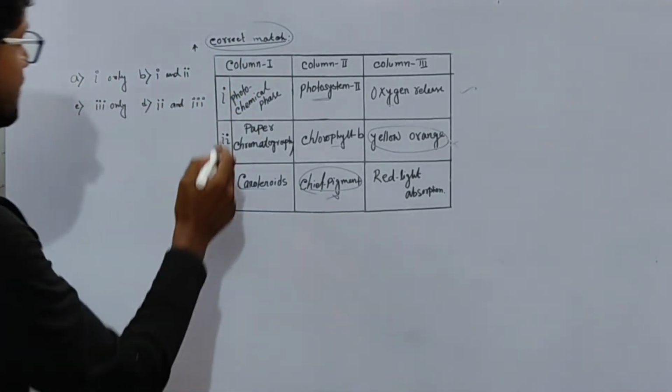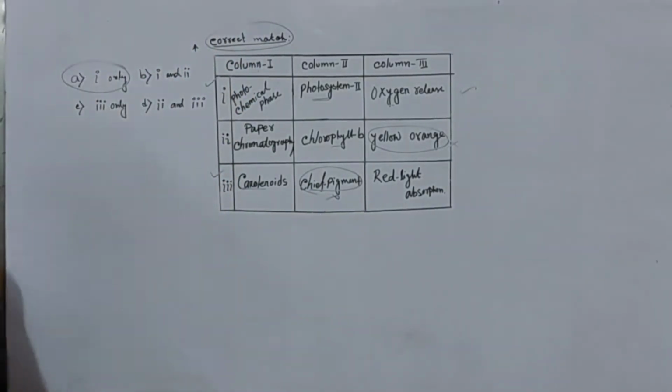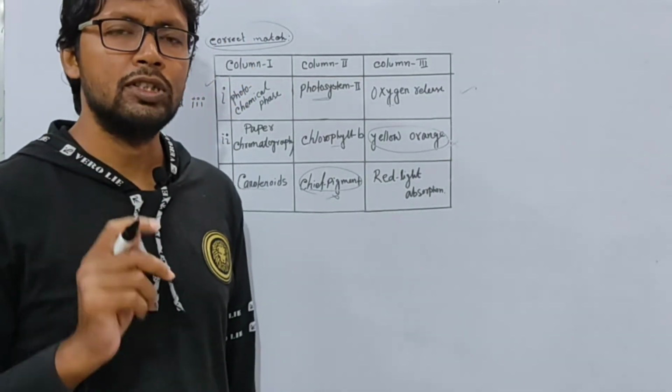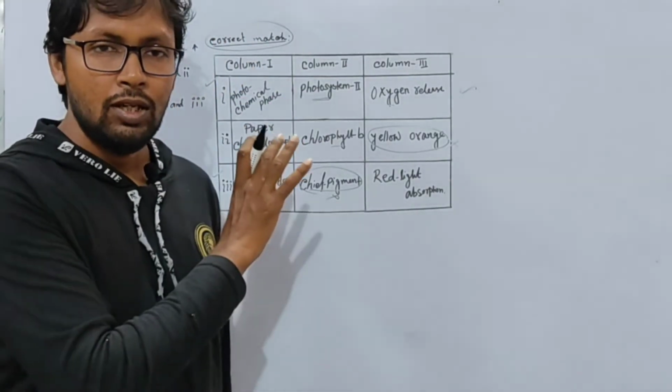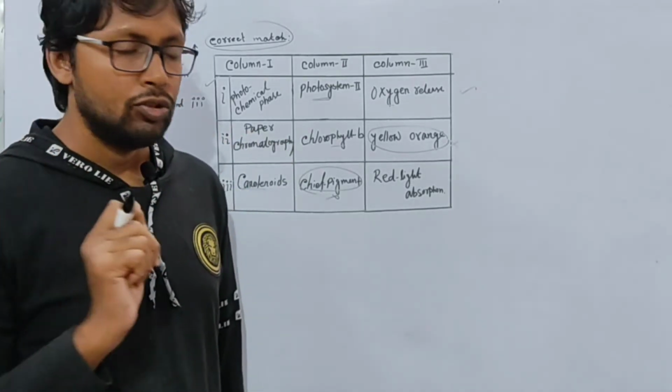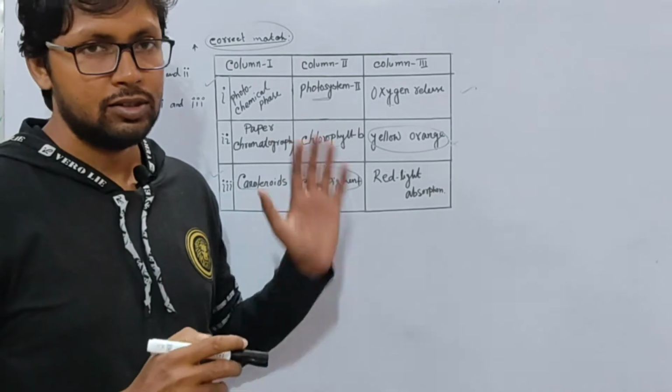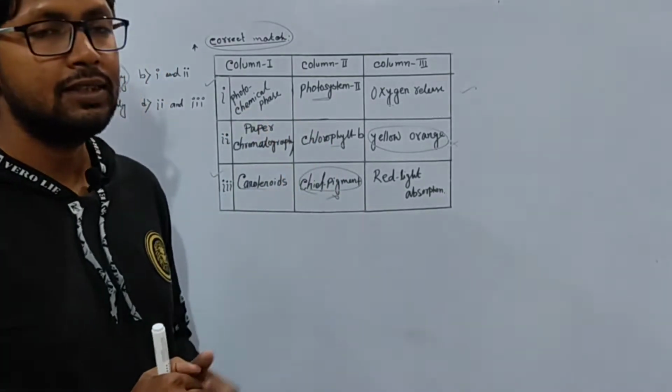Here the carotenoid is not a cheap pigment. So the option is 1, the only one that is right. In this way, you have to know multiple things of photosynthesis so you can answer these questions. Otherwise, you can't. So you have to go through the book thoroughly and then start answering. We will discuss these kinds of questions.